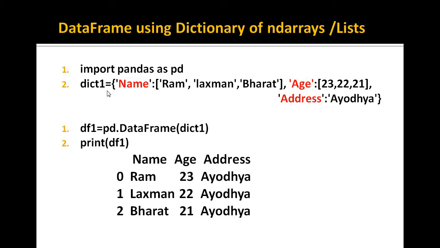In the second line, a dictionary has been created where the first key is name, the second key is age, and the third key is address. The first value is a list of Ram, Lakshman, Bharat. The second value is 23, 22, 21, which is another list, and the third value is a string, a scalar value. So the first column is given Ram, Lakshman, Bharat values. The second column is given 23, 22, 21 values, and the third column is given the scalar value. It is copied in all the rows.